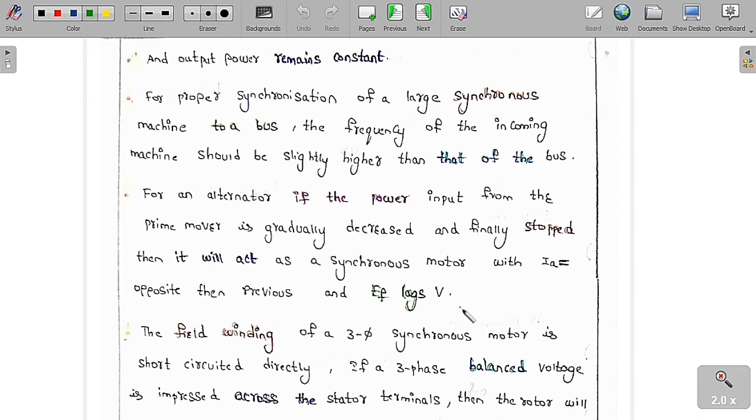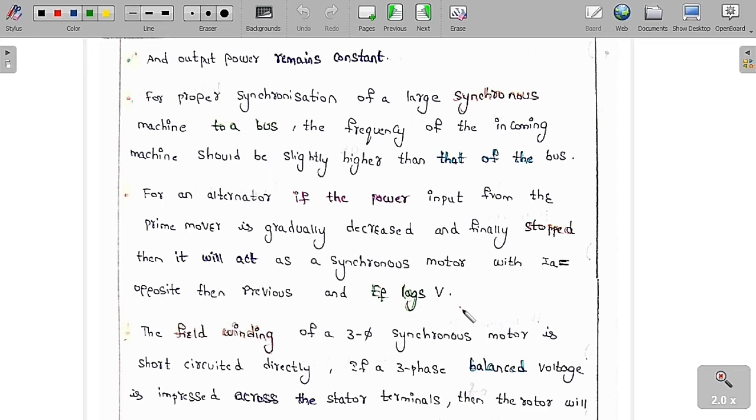Whenever you start the mechanical input to a synchronous motor, it is going to behave like a synchronous motor. So whenever you stop the input to a synchronous generator, it will act like a synchronous motor, and the direction of IA will be reversed. Then EF is going to lag V, because in a generator EF always leads V, but in the case of a motor, EF lags V. I have already told you these things in a very detailed manner.